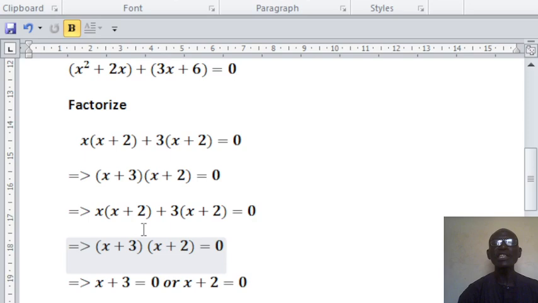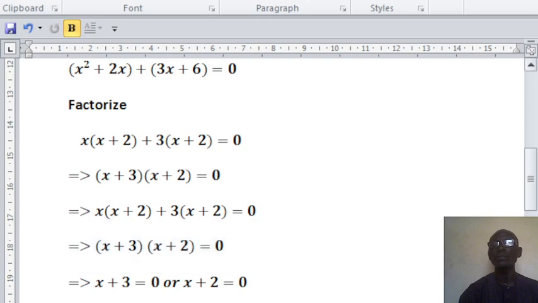You open the brackets. You now say x plus 3 equals 0, or x plus 2 equals 0, as the case may be. Here, open the bracket and equate everything to 0. Then, or you say or, you open this bracket here, you equate everything to 0, which I did here.